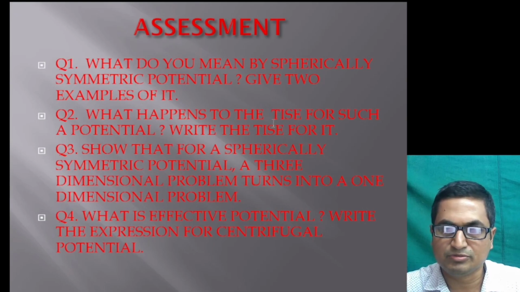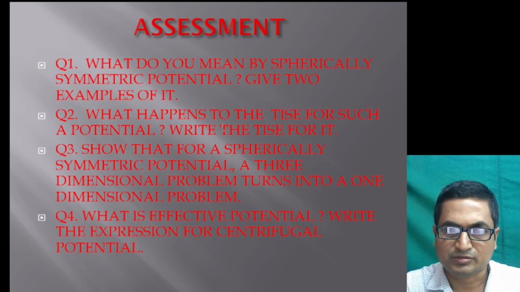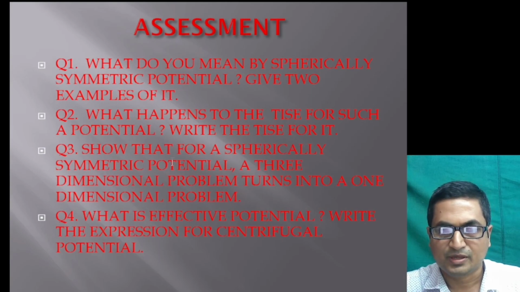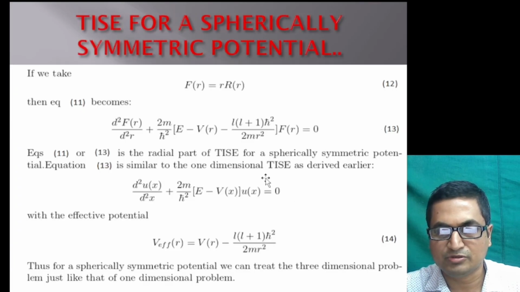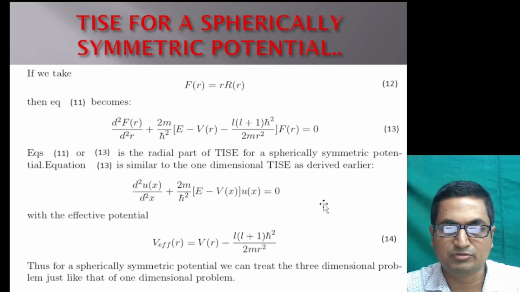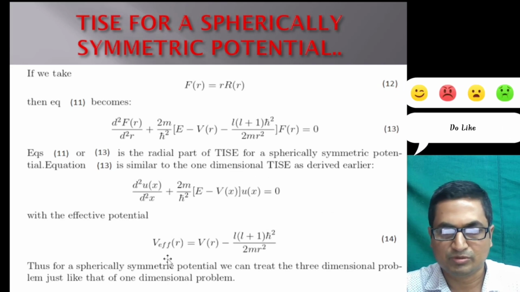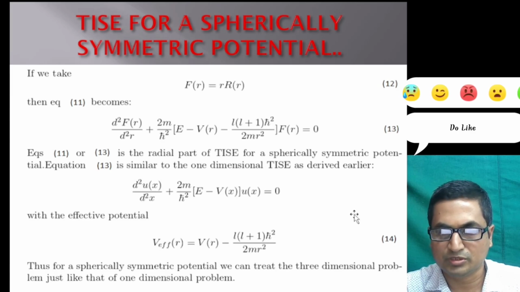In that case, we use the method of separation of variables, with u as a function of the vector r now u as a function of r, theta and phi, and separating u in terms of capital R, a function of small r, and Y, a function of theta and phi, we can find the Schrödinger equation for them. So for a spherically symmetric potential, a three-dimensional problem turns into a one-dimensional problem. It's already shown here. Equation 13 is almost the same as the one-dimensional equation, which means the three-dimensional case is now turning into a one-dimensional case with a potential as given by 14, known as the effective potential.